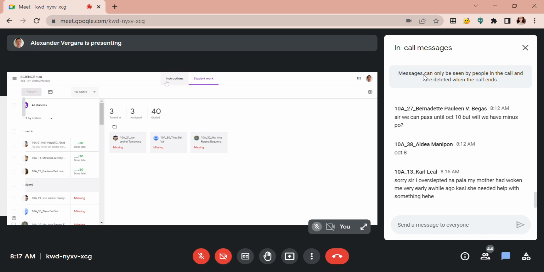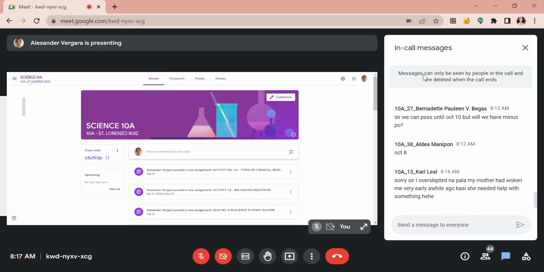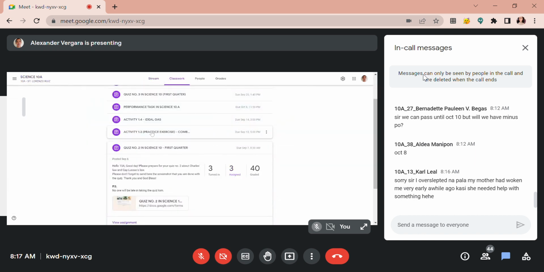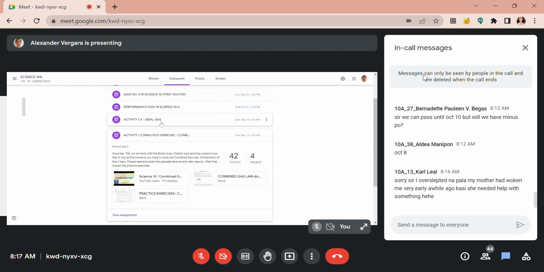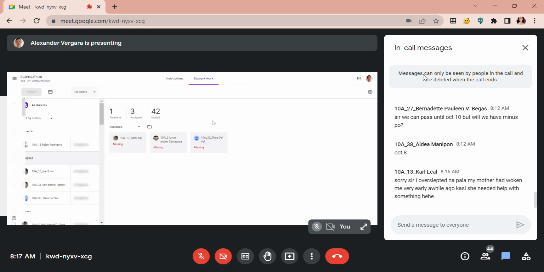Okay. Next, after that, quiz number 2, practice exercise. Still, there are 4 who are not yet submitting: Carl Leal, Ralph Rodrigora, Andre Tamayosa, and Thea Del Val. Thea and Andre Tamayosa are always together among those without activities. I'm letting you see this so that you will know. Ideal gas. There are still some who have not yet submitted the ideal gas: Carl Leal, Andre Tamayosa, and Val.